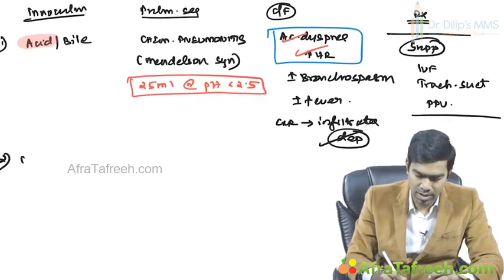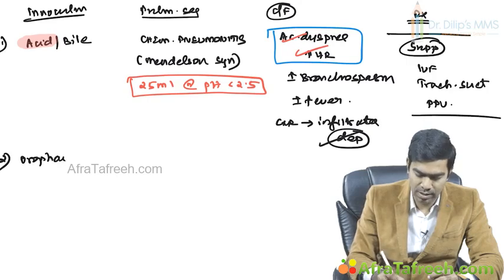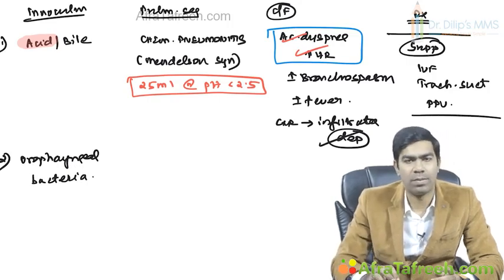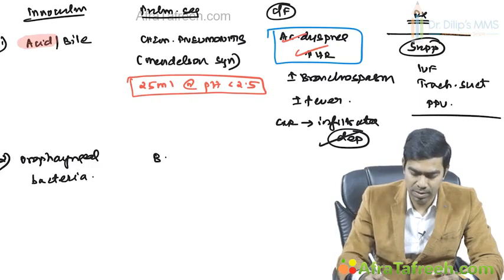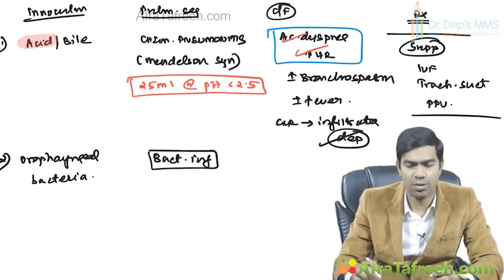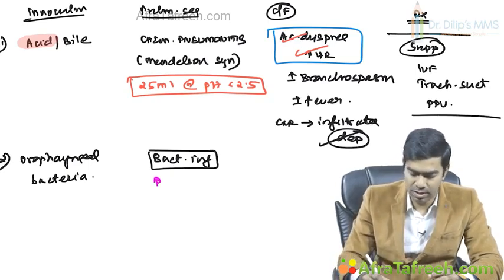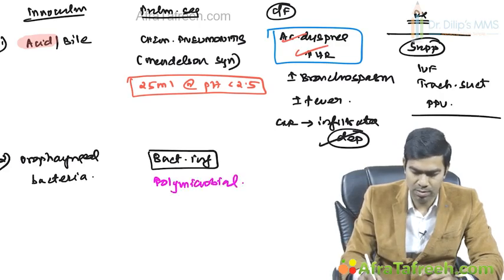And second, we have aspiration of oropharyngeal bacteria. So what will be the pulmonary sequelae? Pulmonary sequelae will be bacterial infection. And they will surely ask you, this bacterial infection tends to be polymicrobial.